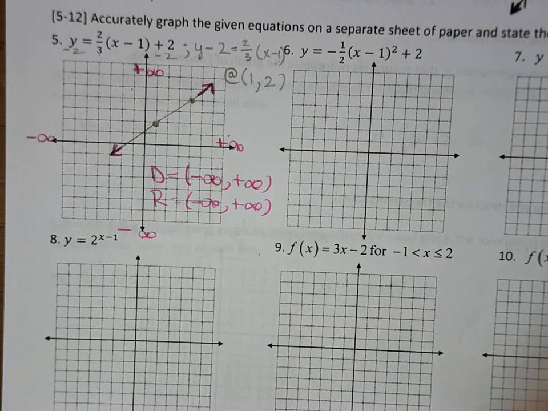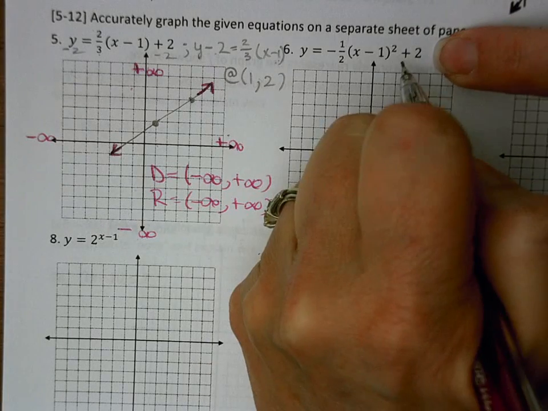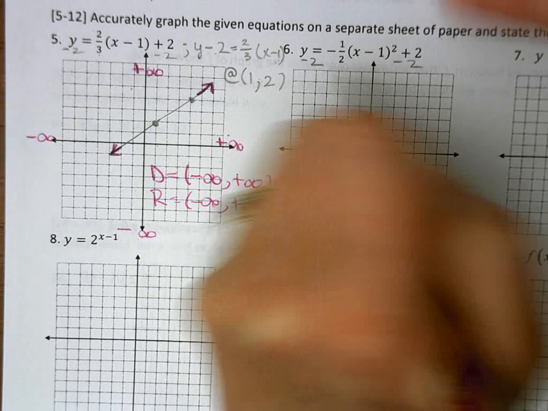Okay, so for question number 6, I want to subtract 2 to the other side to put it in standard form.